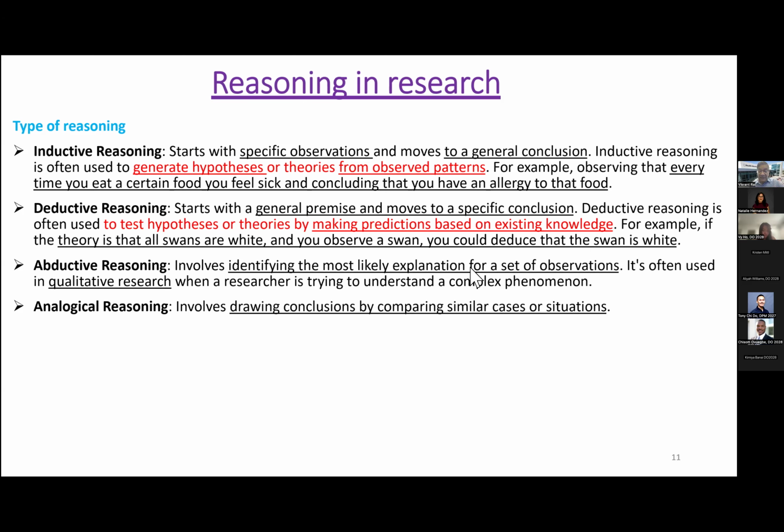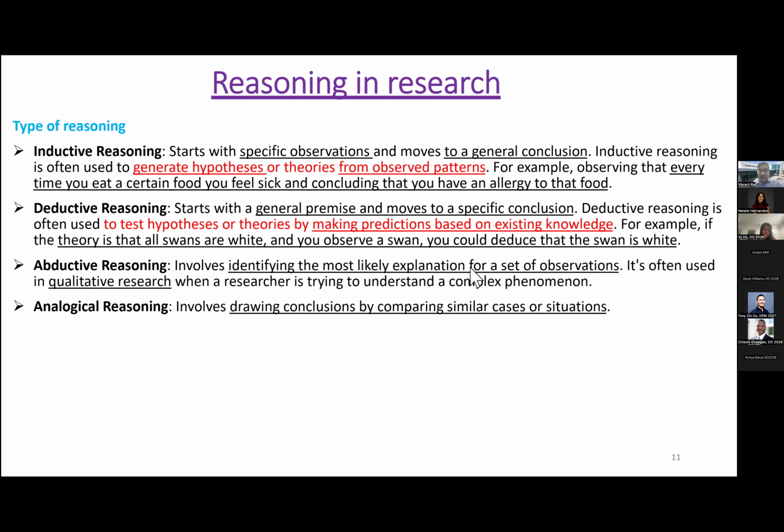Then abductive reasoning is identifying the most likely explanation for a set of observations. If you are looking at something in multiple places or multiple observations, and then you are setting a hypothesis for that, what may be the explanation for the same kind of result in so many persons? Based on your thinking and on the literature, you are making an observation or explanation. That is called abductive reasoning.